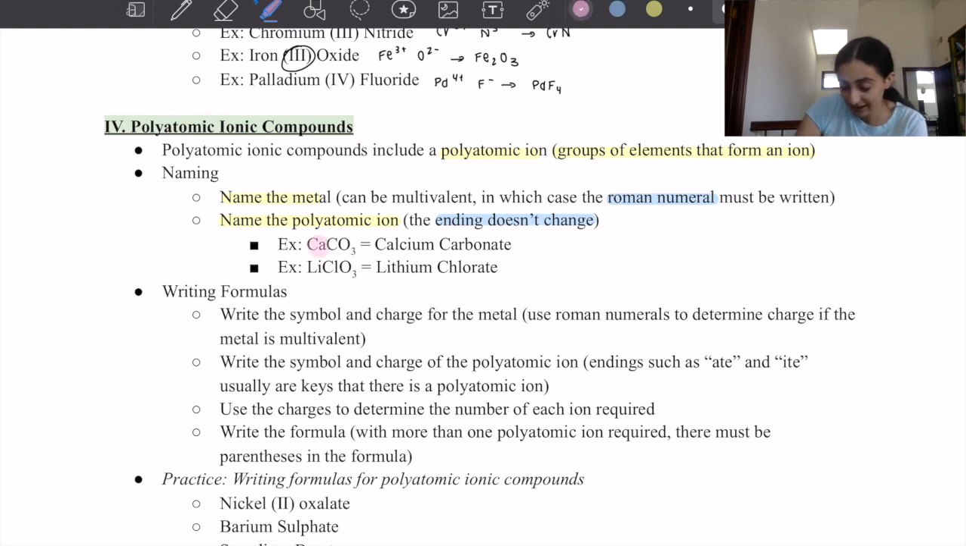So for instance, calcium carbonate will be written as calcium carbonate. Lithium chlorate will be written as lithium chlorate. Nothing changes. So that's very straightforward. You just name what you see.